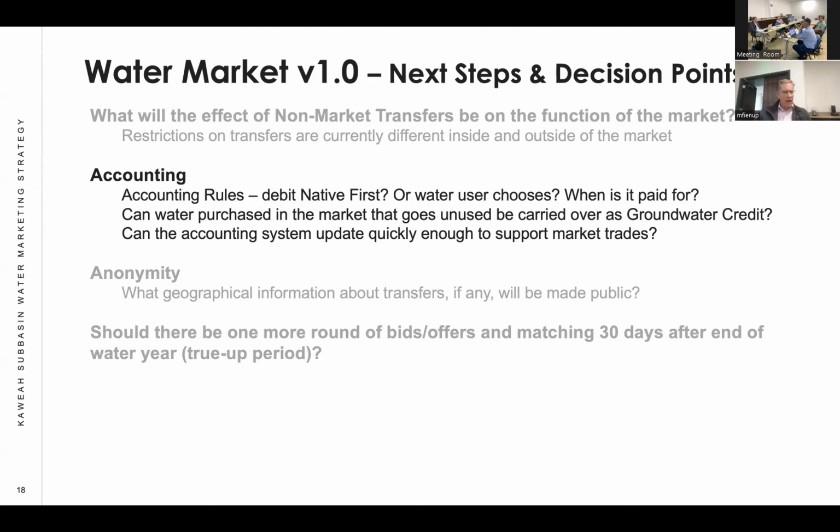Yeah, and the way I understand the non-market transfers, those can be done on a rolling basis. You can submit the paper any day of the week throughout the water year. It doesn't operate on a cycle like the auctions will. And so there's a question there. Should we be concerned about that?